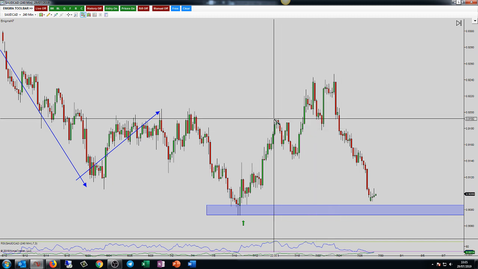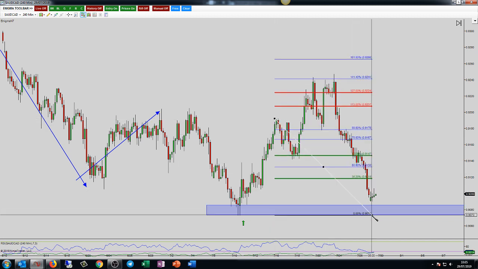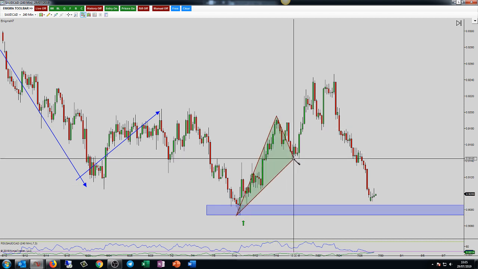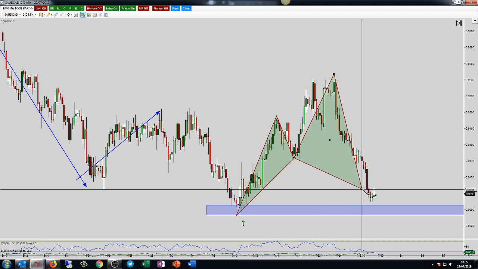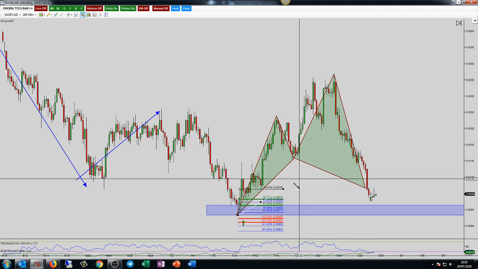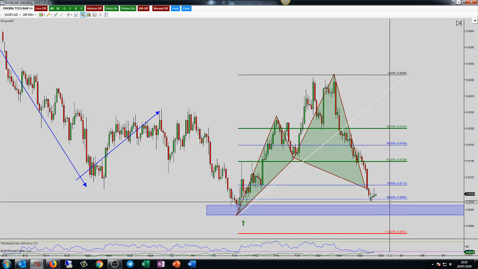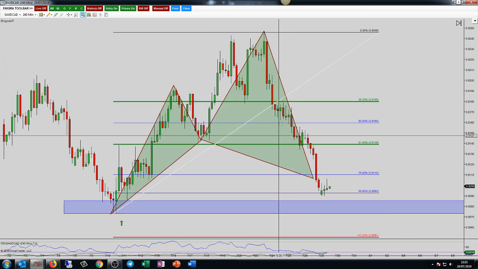Now what we do have is, if it's valid for you, there is a cipher pattern here. So X to A to B, B to C. Do that again, B to C. CD completion was around here at this 786. And we've actually come down to an 886. Nothing here for me though.